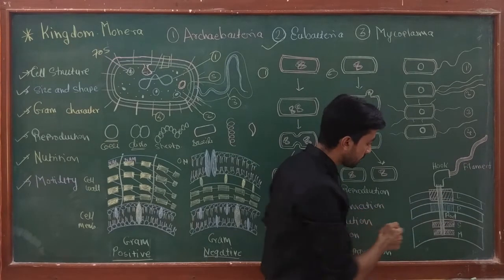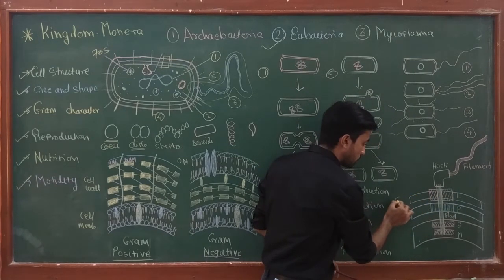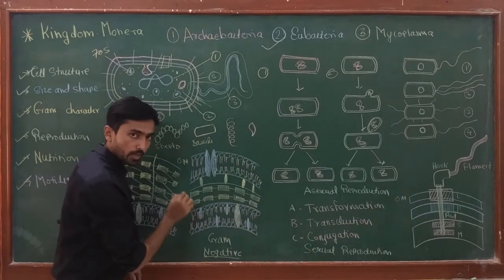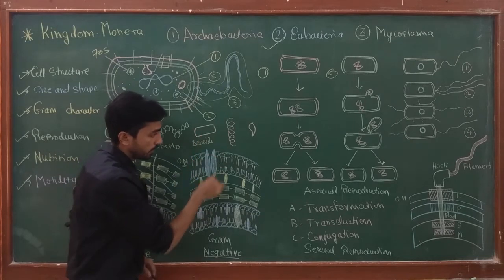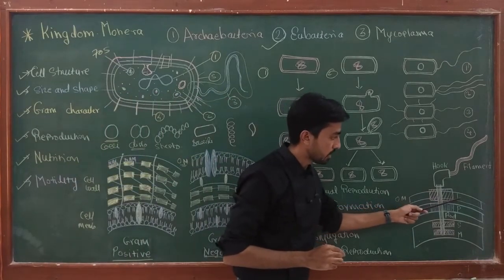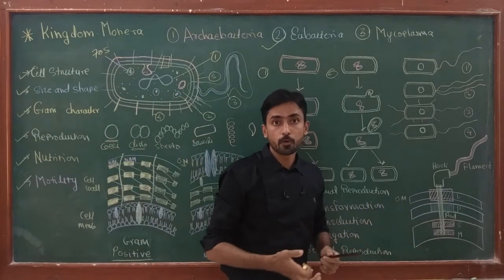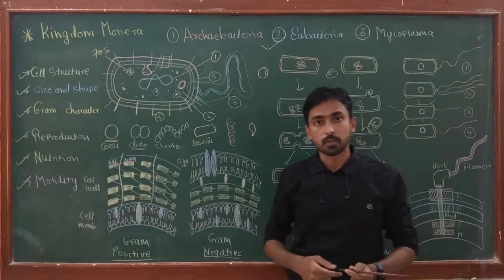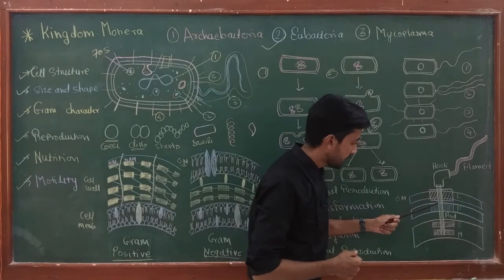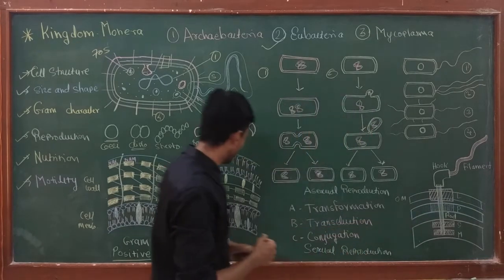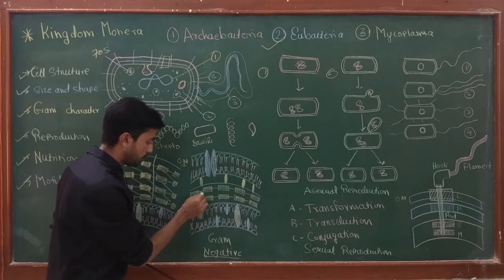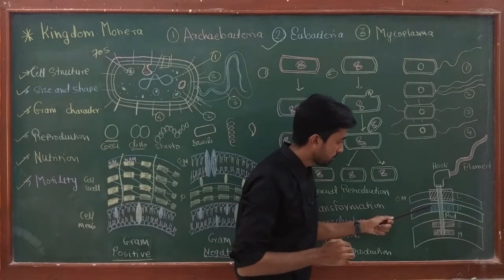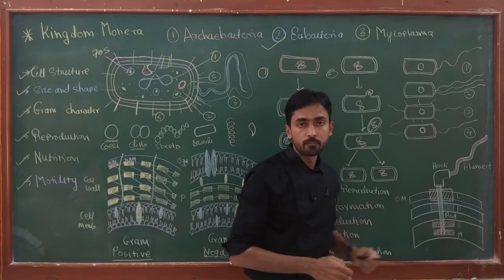Out of the four rings, the L ring is present in the outer membrane. This is the outer membrane of the gram-negative bacteria, and the L ring of the flagella is present in the outer membrane. L for lipopolysaccharide. We know that the outer membrane of the bacteria is made up of lipopolysaccharide. Then the second ring is present in the peptidoglycan layer, which is the cell wall, and this ring is called the P ring, P for peptidoglycan.